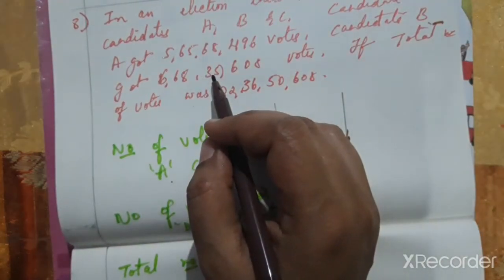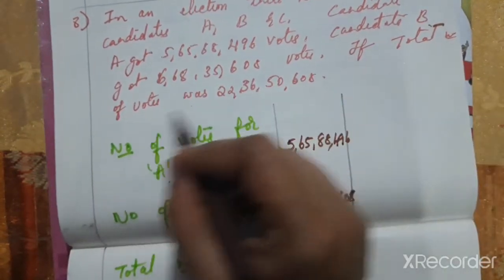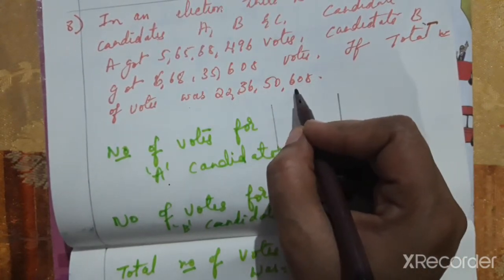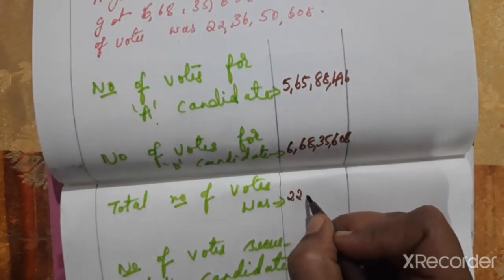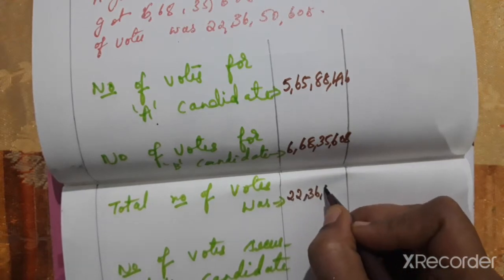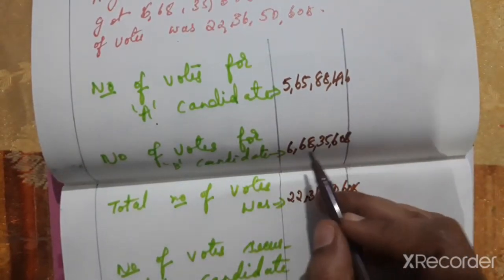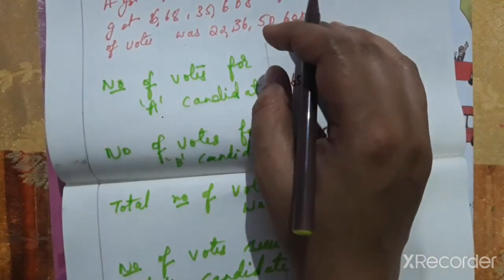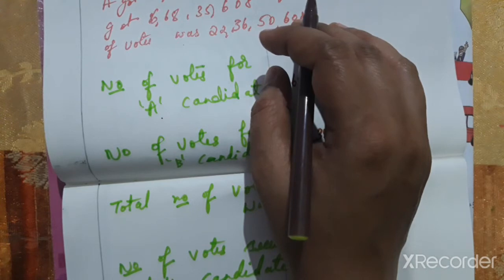Then the total number of votes was 22 crore 36 lakh 50,608. This is also given in the question. Write that information. So this is the votes secured by A, the votes secured by B, and the total number of votes. Now we have to find, what is the question? How many votes did candidate C get?